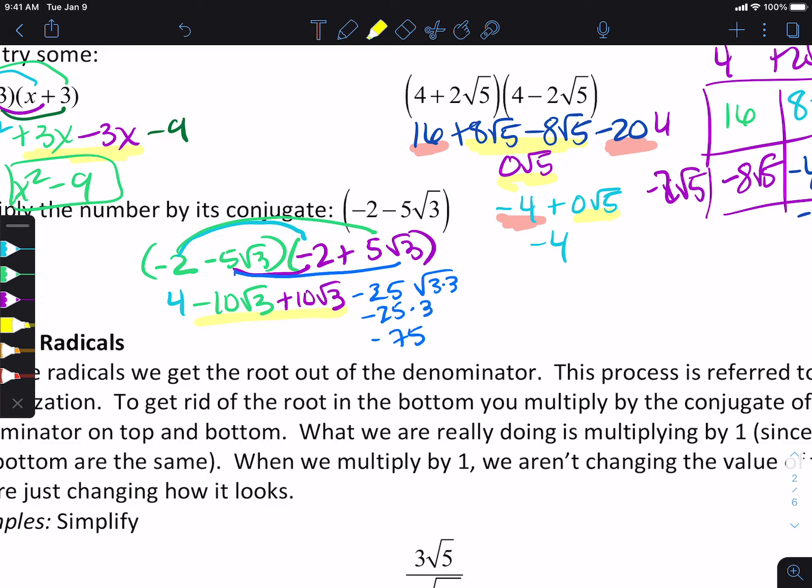And then notice these disappear, which is what happens with conjugates. So they go to nothing. And then we've got the 4 and the negative 75 that end up being like terms. So this goes to 0 root 3, which we don't care to write anymore. And then we do 4 minus 75, which gives us negative 71. So that's how our conjugates work.